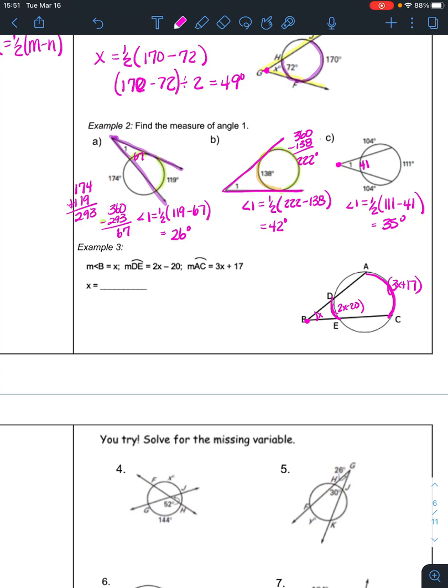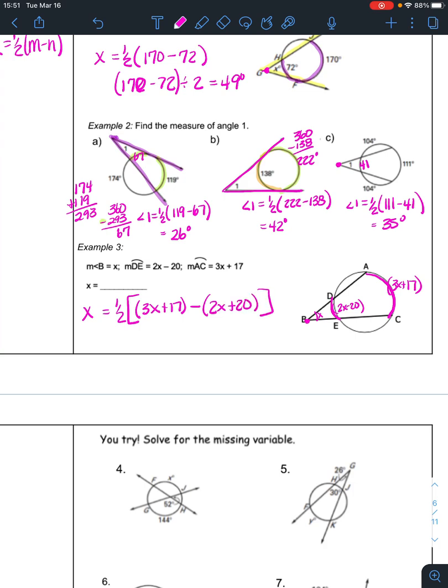So we know that the vertex is outside, so the angle is equal to half the difference. So the angle x is equal to half the difference. Now, because these are polynomials, I need to subtract them carefully. So I'm going to put them in a bracket, and I'm going to take 3x plus 17, and then I'm going to subtract 2x minus 20.